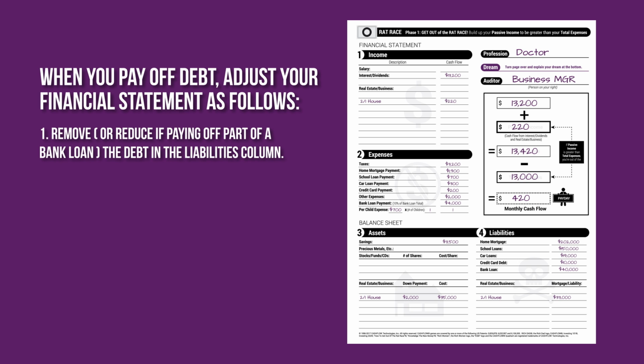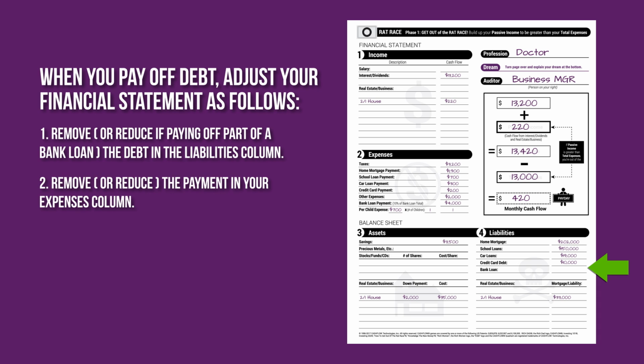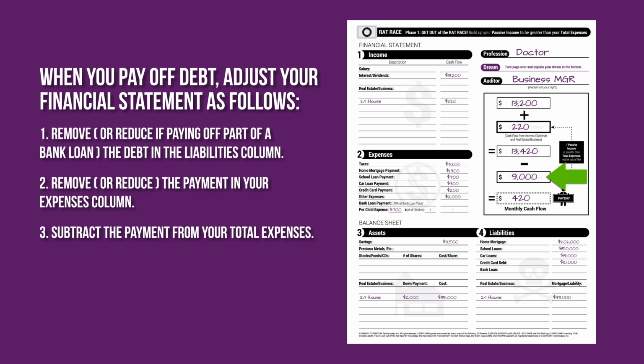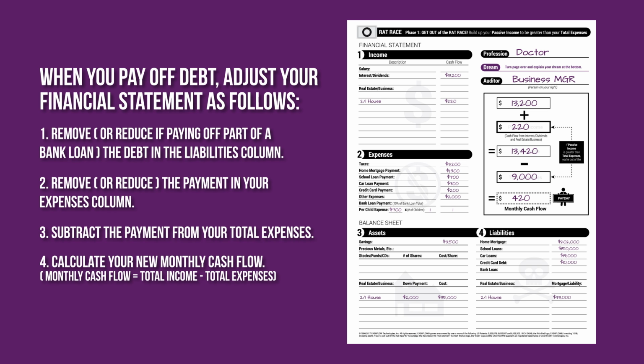Remove, or reduce if paying off part of a bank loan, the debt in the liabilities columns. Remove or reduce the payment in your expenses column. Subtract the payment from your total expenses. Calculate your new monthly cash flow. Monthly cash flow equals total income minus total expenses.